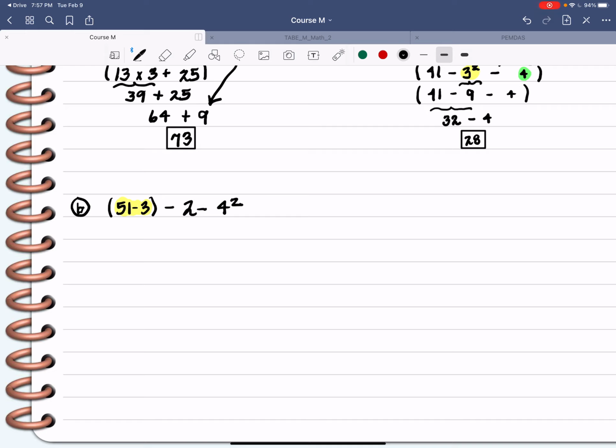Okay, so parentheses first. 51 take away 3. No tricks. It's just 51 take away 3. That's 48. Then bring down your other terms.